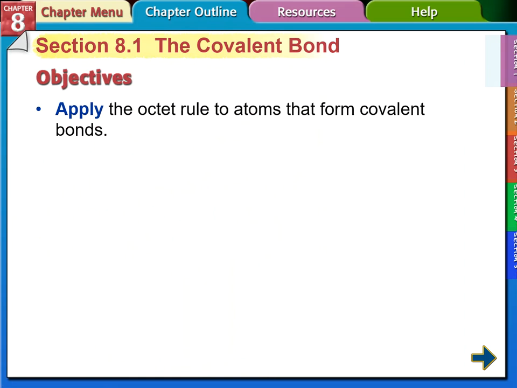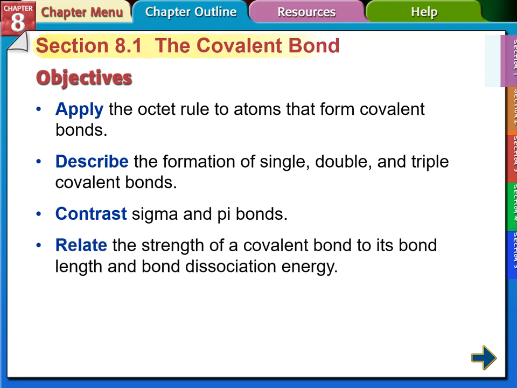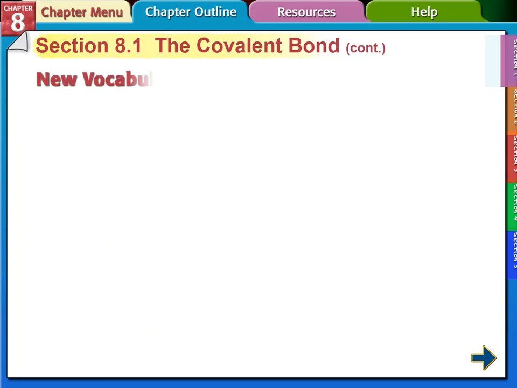Okay, so these objectives: we're going to apply the octet rule, just like we did with the ionic bonds. We're going to describe the formation of single, double, and triple covalent bonds. Define what sigma and pi bonds are, and talk about the relative strength of covalent bonds in relation to the bond length, how close or far apart the bonded atoms are to the nuclei, and the bond dissociation energy.